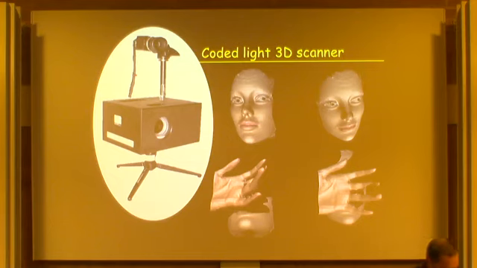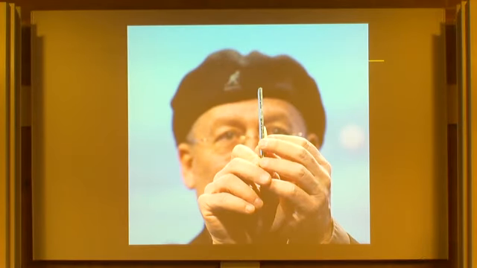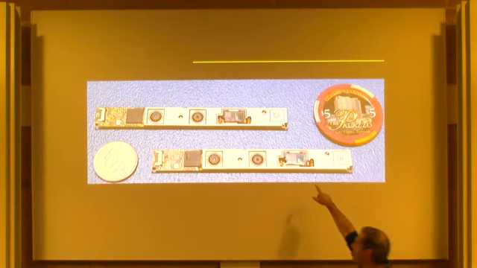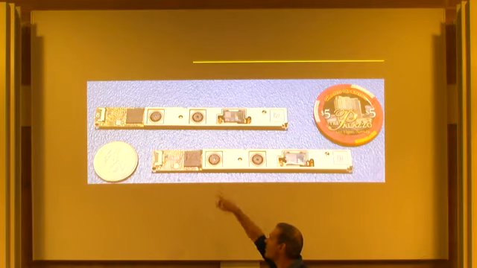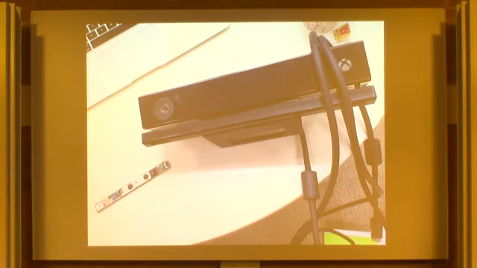We licensed it to a company called Envision, and it was sold to Intel. In fact, the first Intel RealSense is a scaled-down version of my lab's sensor. This is the president of Israel presenting it in Las Vegas. This is the size of it compared to Nevada currency. You can see the projector here, the camera, an IR camera here, and there was another camera there, and there is the brain behind it. And this is compared to our competitors at the time.